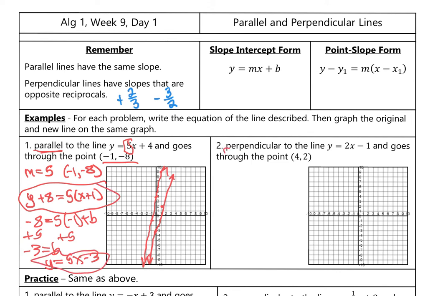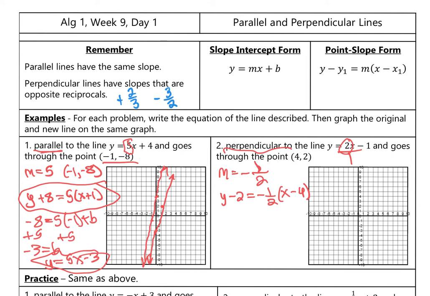Now, what if they're perpendicular instead of parallel? That means we have a little bit more work to do to figure out the slope. This slope is 2. We want the opposite reciprocal, so +2 switches to negative, and 2 is 2 over 1, so that flips over to become 1/2. So we have this point 4, 2, the slope -1/2, and we can choose either point-slope or slope-intercept form, with slope-intercept form requiring a little more work.